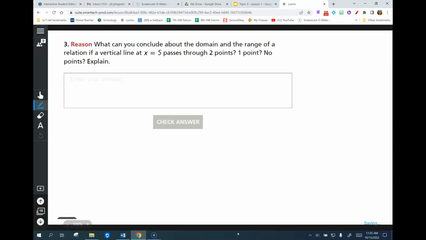What can you conclude about the domain and the range of a relation if a vertical line at x equals 5 passes through 2 points, 1 point, no points? Okay. What can you conclude? Well, think about a vertical line, people. Think vertical line. You know what it looks like. Here's a vertical line. And it's x equals 5. 1, 2, 3, 4, 5.